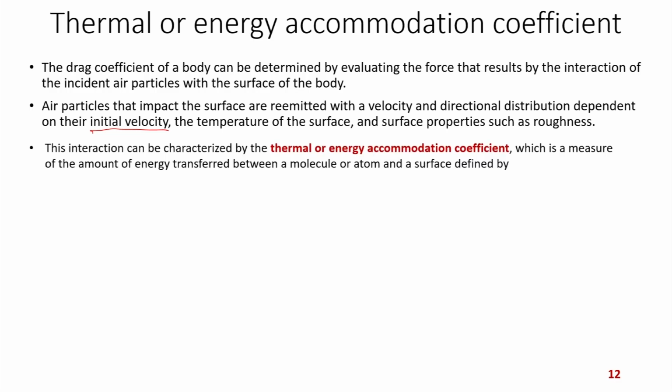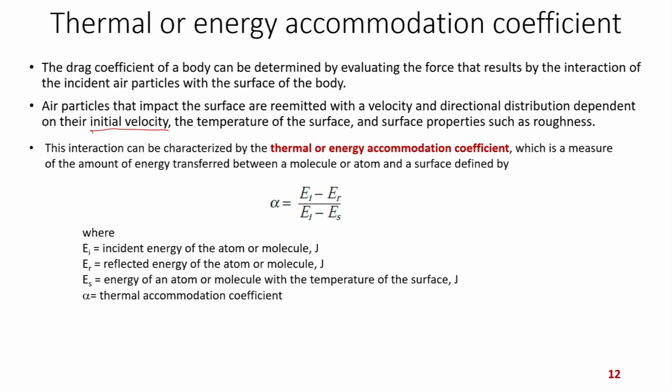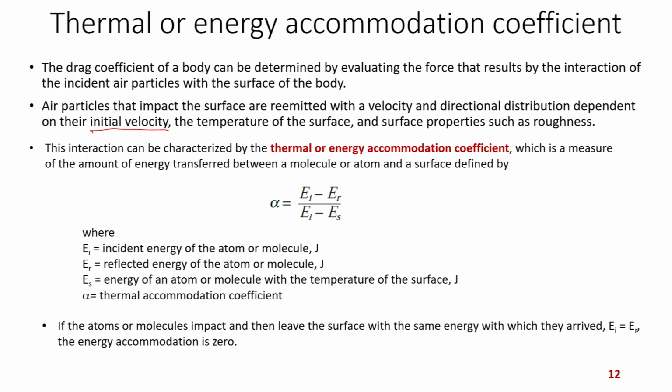So, the interaction can be characterized by the thermal or energy accommodation coefficient, which is a measure of the amount of energy transferred between a molecule or atom and a surface, defined by this expression. What is here E_I? E_I is the incident energy of the atom or molecule, E_R is the reflected energy of the atom or molecule, E_S is the energy of an atom or molecule with the temperature of the surface, and alpha is the thermal accommodation coefficient.